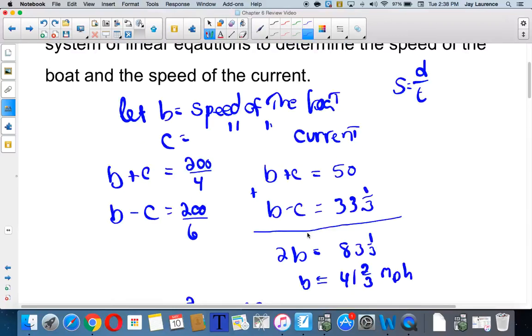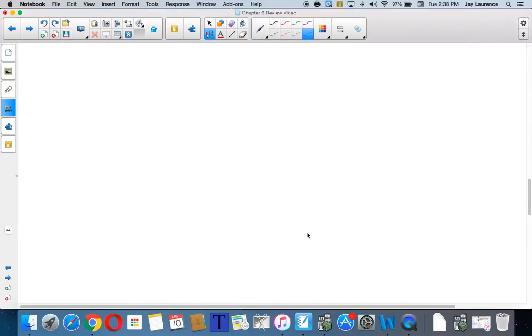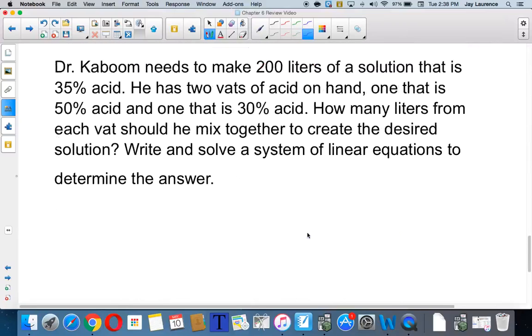All right. Let's see. I think I have another problem down here. There it is. Dr. Kaboom needs to make 200 liters of a solution that is 35% acid. He has 2 vats of acid on hand. One is 50% acid and one is 30% acid. How many liters from each vat should he mix together to create the desired solution?